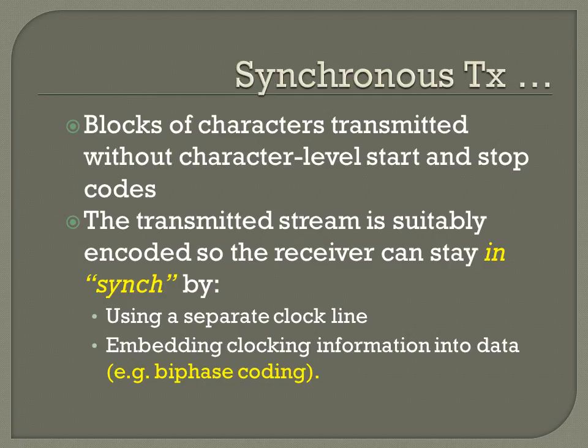Okay. So in the case of synchronous transmission, we're talking about blocks of characters transmitted without character level start and stop codes. But anyway, there has to be some kind of synchronization provided between the sender and the receiver, right? So normally there are two ways in which it could be done. One is that you could have a separate clock line that is being sent, which will provide the synchronization. Okay, but that is a little difficult to do when you have long distance transmissions. So this idea of a separate clock line is used when you have very short transmission lines.